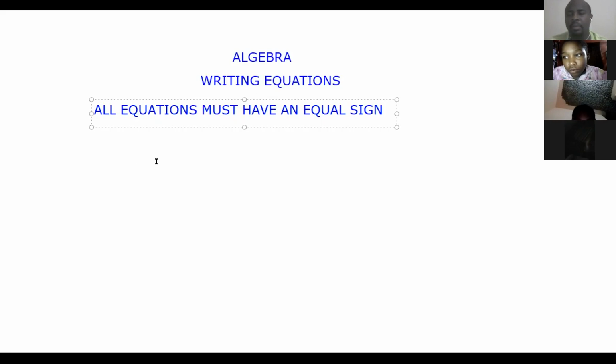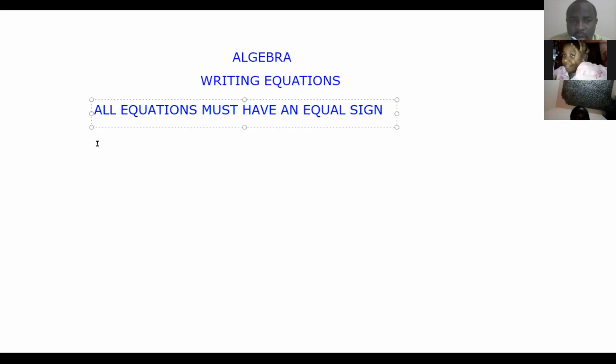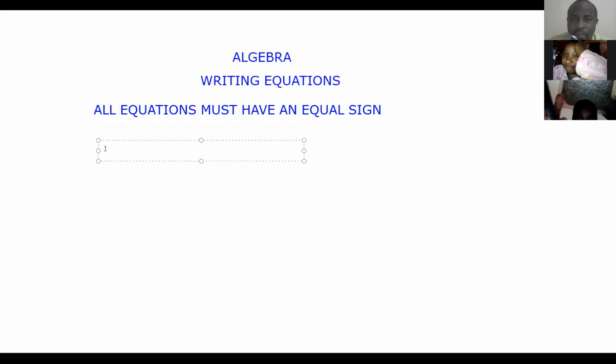So here we are. So we're gonna begin now. Algebra again. We're just picking up from our last class on equation and algebra expressions, and we're just gonna build on to writing equations tonight. So as I said, all equations must have an equal sign, and there are a number of things that can be used in algebra in a verbal statement to mean the same thing as equal. So here are some of the words that mean the same thing as equal.